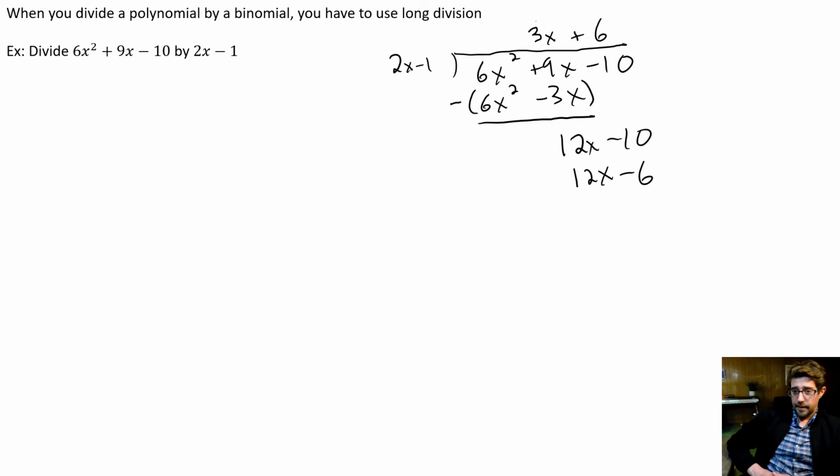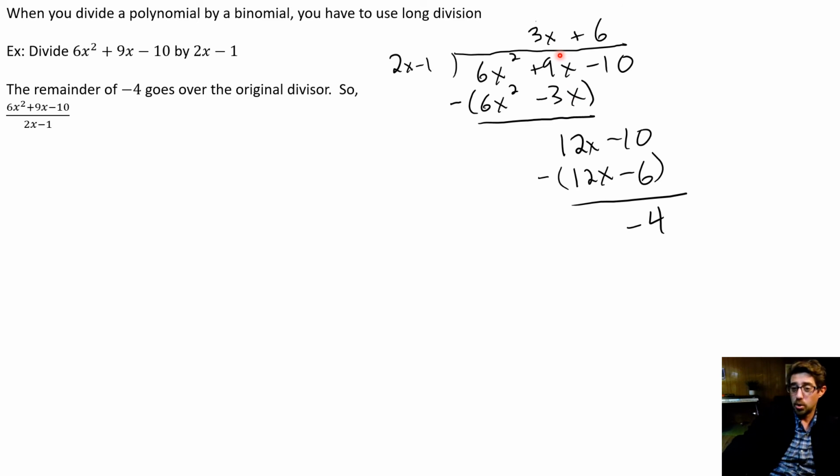Subtract again. And again, use the parentheses. So it's going to be 12x minus 10 minus 12x minus 6. And the 12x's go away. Negative 10 minus a negative 6 is negative 10 plus 6, which is negative 4. Almost done. And now you have to remember what happens to the remainder. So if that helps you, go back and do a long division problem where we got a remainder. The remainder now goes over the original divisor.